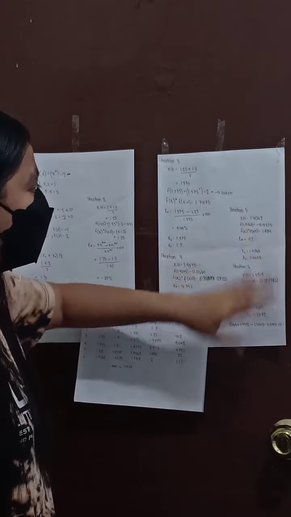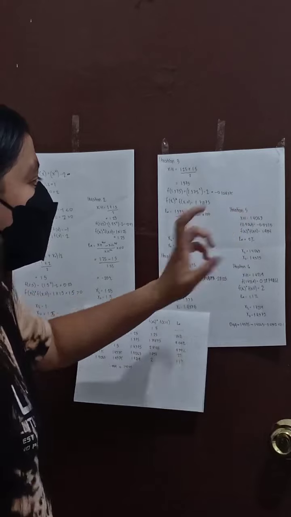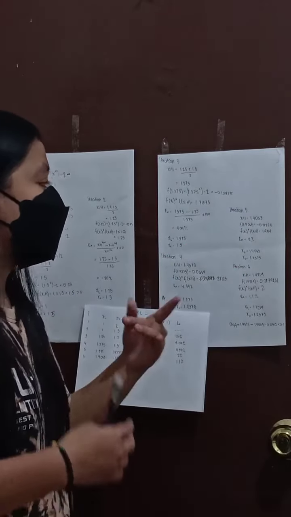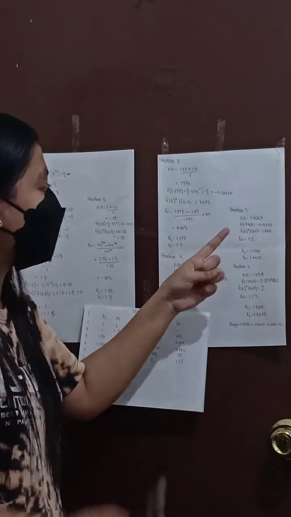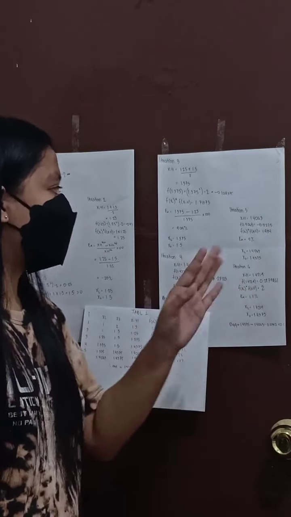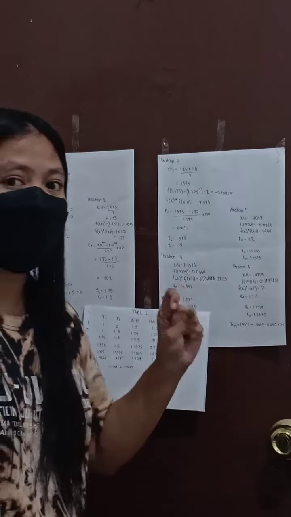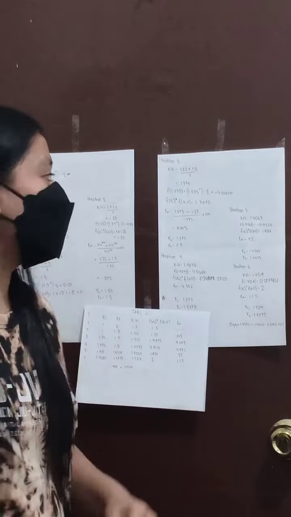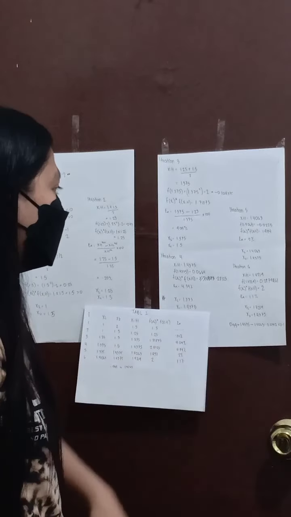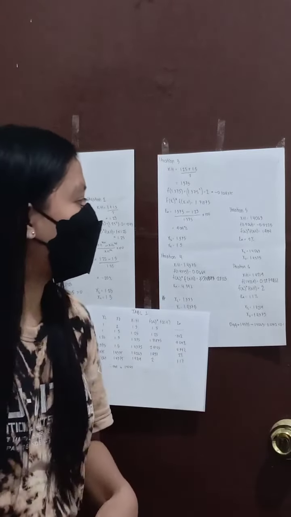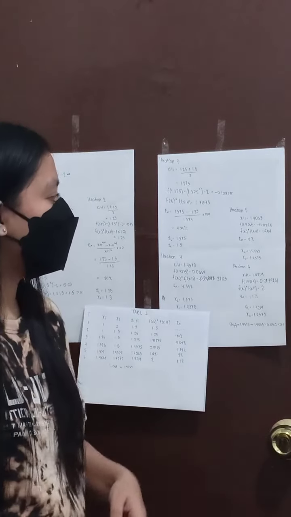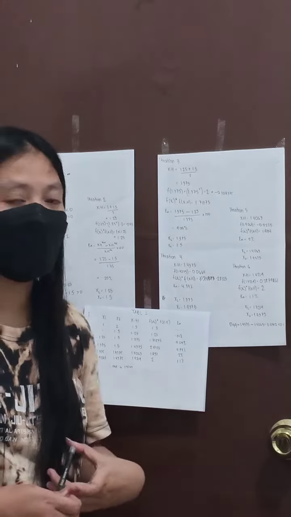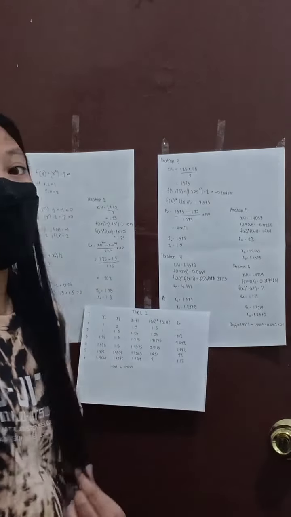So in iteration 5, same process. The xi plus 1 equals 1.4063, f(x) equals negative 0.0225, f(xl) times f(xi plus 1) equals 1.934, then the EA equals 2%. So the xl equals 1.4063, xu is 1.4375. So we replace the xl.